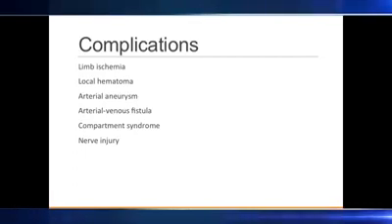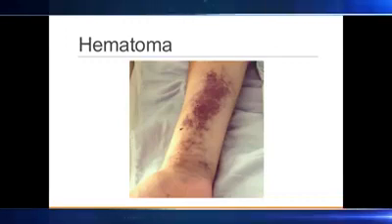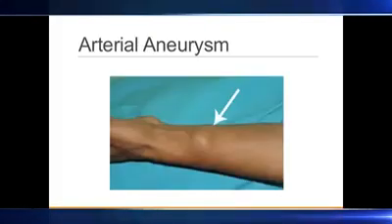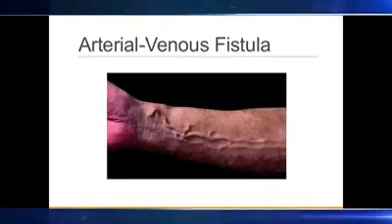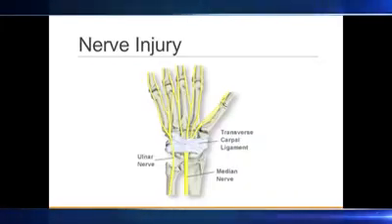Temporary occlusion due to vasospasm of the radial artery is common, but the more feared complication is prolonged ischemia causing tissue necrosis. Hematoma is a more common complication, usually requiring catheter removal and direct pressure over the artery. Less common complications include pseudoaneurysms, AV fistulas, compartment syndrome, and nerve injury.